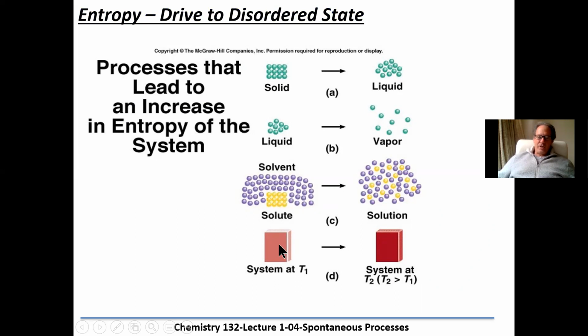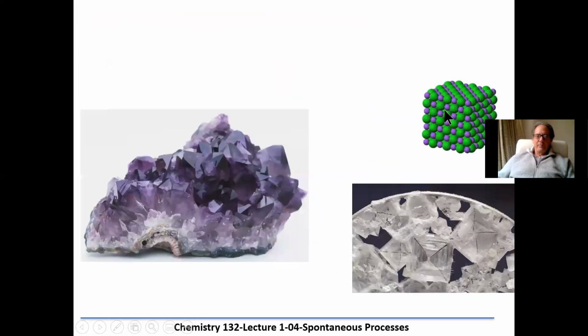If we heat up a system at a lower temperature, the particles move faster, they get further apart, and they get more random because they're moving faster. There's a much higher probability that those particles are occupying a more random state at a higher temperature than at a lower temperature. So phase changes, dissolving, and increasing temperature all result in increases in randomness of states, or entropy.